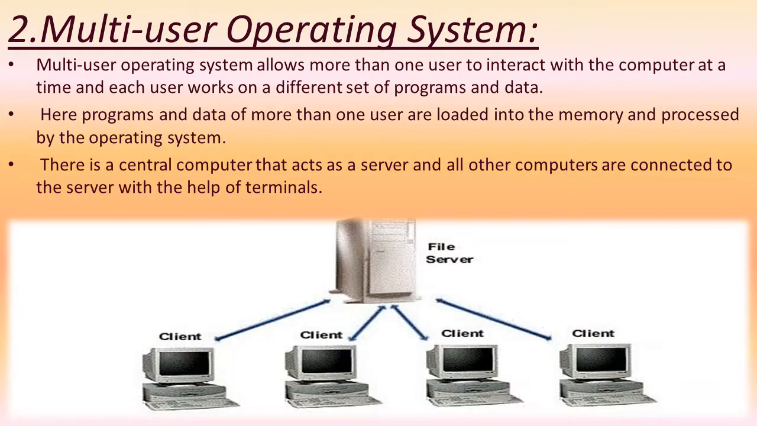Look at the diagram. Here, the file server will act as the main server. It will control the 4 clients. Means multi-user operating system will allow more than one user to interact with the main server with different data items or different sets of programs.